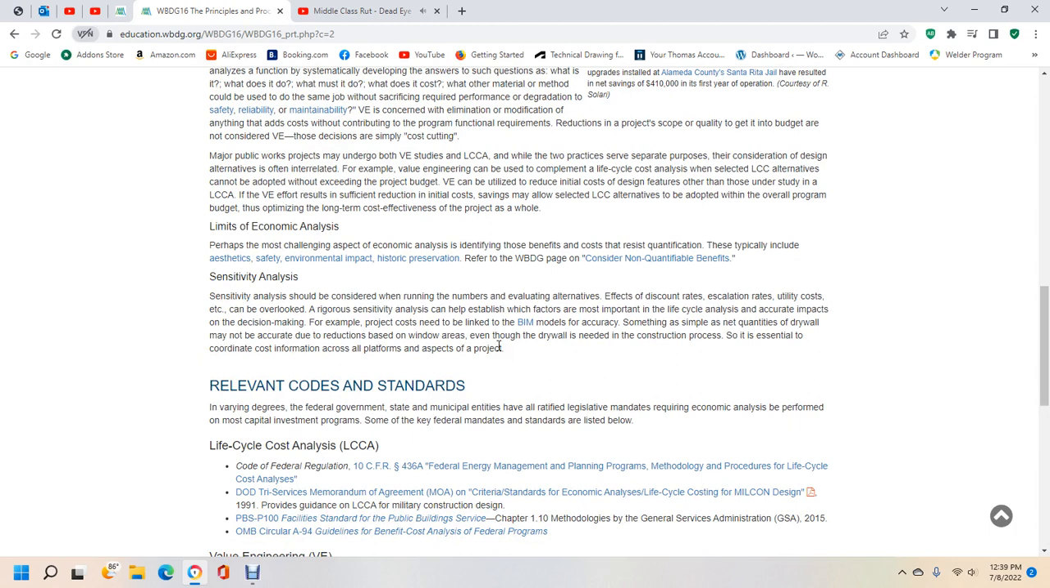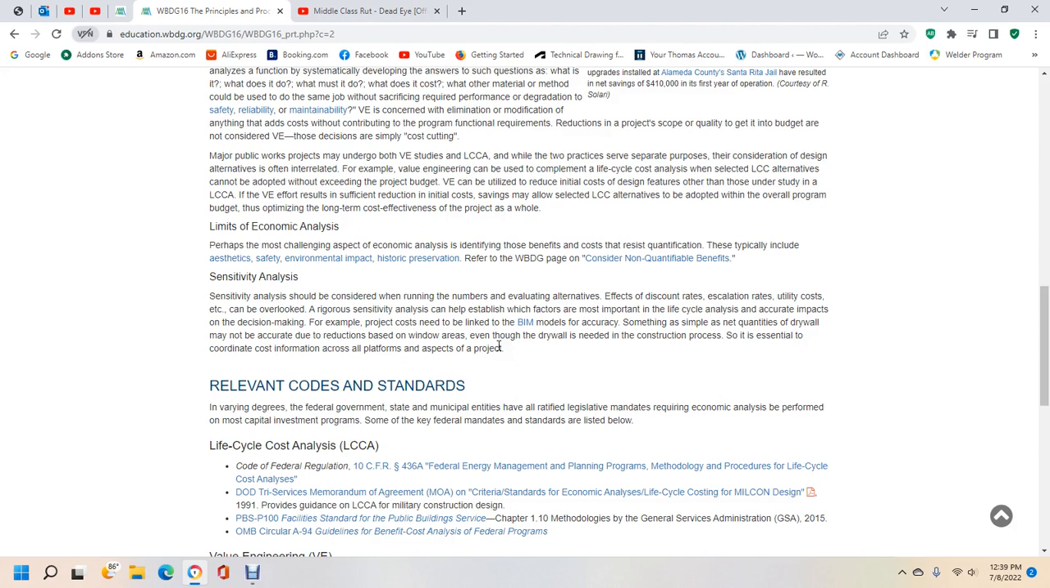Limits of economic analysis. Perhaps the most challenging aspect of economic analysis is identifying benefits and costs that resist quantification. Types include aesthetics, safety, environmental impact, and historical preservation. For the Whole Building Design Guide page, consider non-quantifiable benefits.